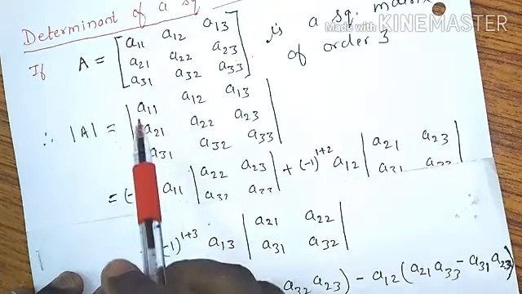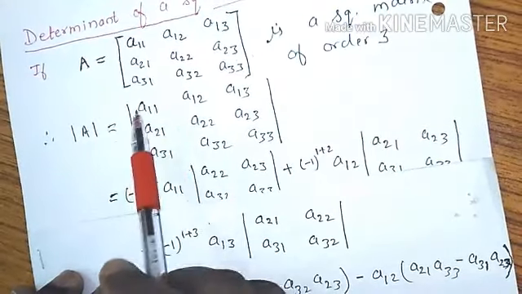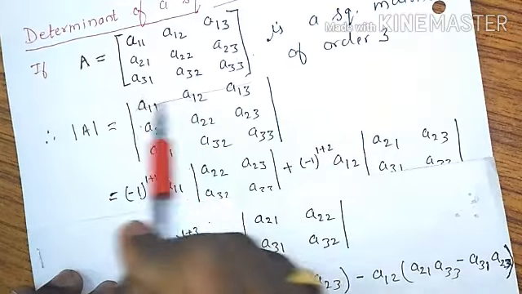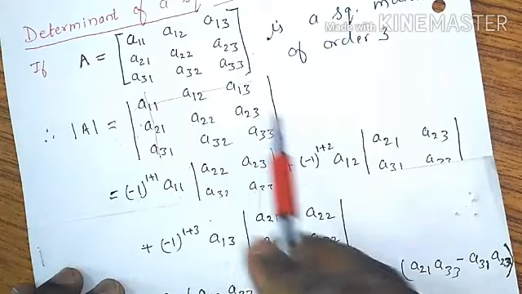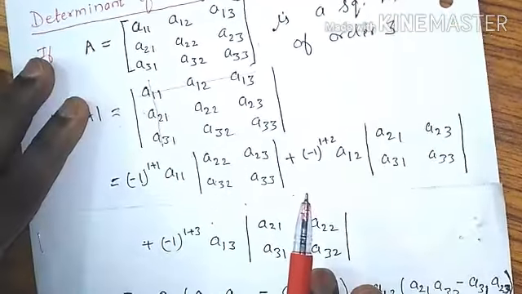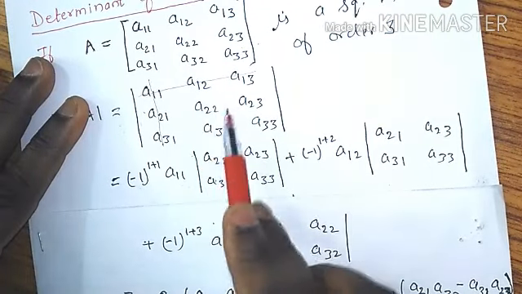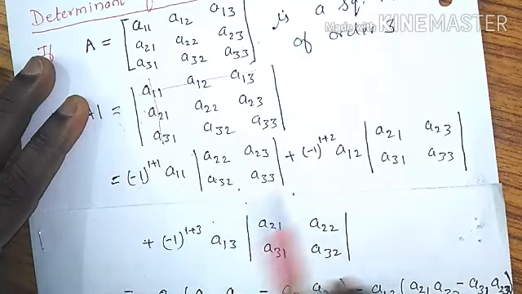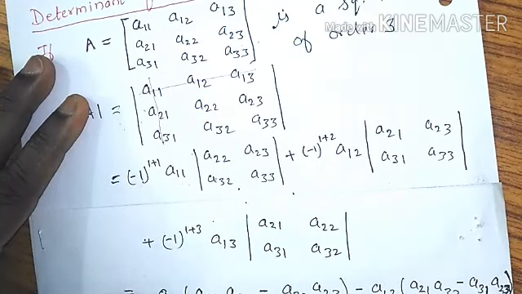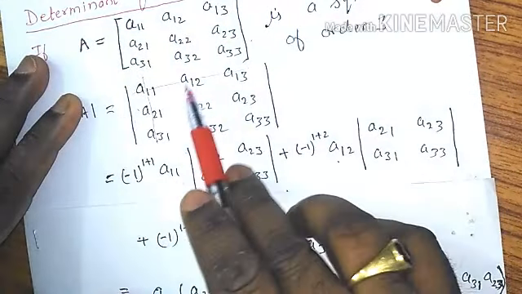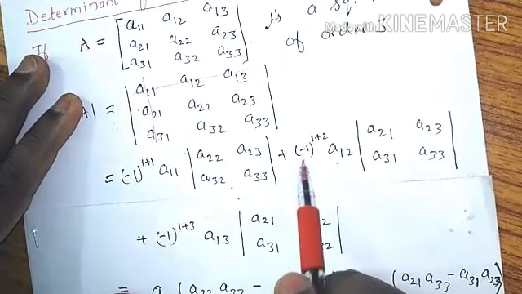So minus 1 to the power 1 plus 1, then this element, and then we will delete this particular row and column of the matrix. That means this is the first row, so this first row and first column will get deleted. So we will be left with 4 elements, and then we will have to find the determinant of these 4 elements as I have written, determinant of a22, a23, a32 and a33, and this becomes the determinant of a 2 by 2 order matrix.